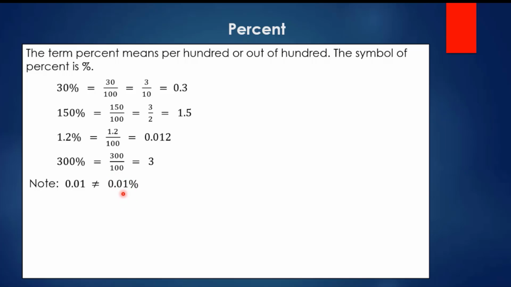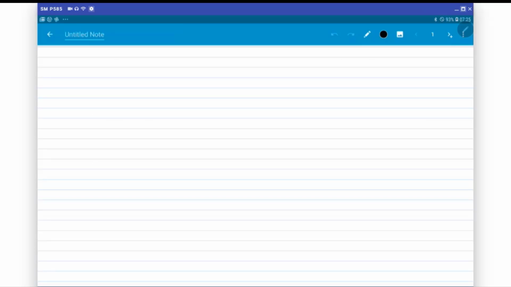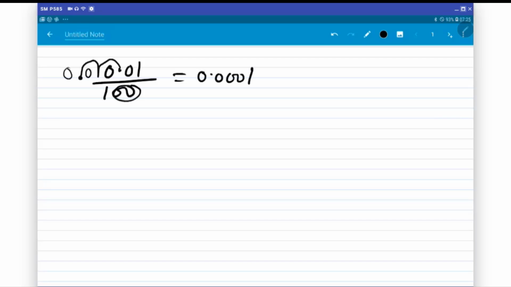That is, when you divide 0.01 by 100. Remember when we did decimals? Like I said, since you have 2 zeros here, it means you move this point to the left 2 times, so 1, 2. So your point is now here, and I put 0 here and 0 here. So this will give you 0.0001. That is our 0.01%.